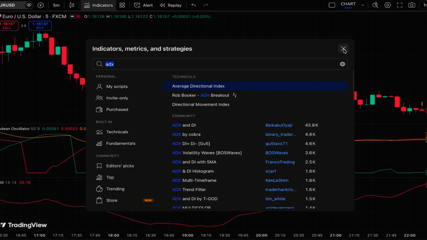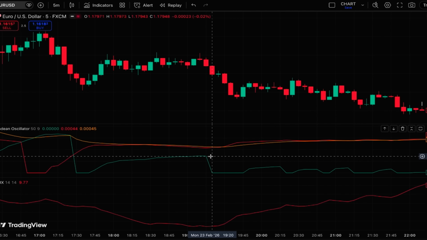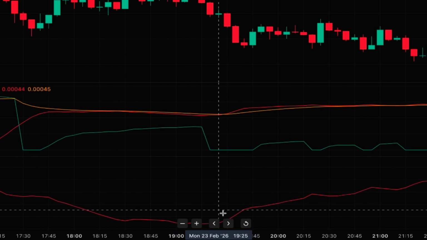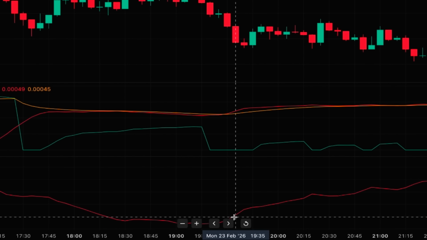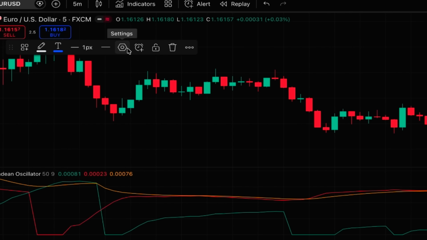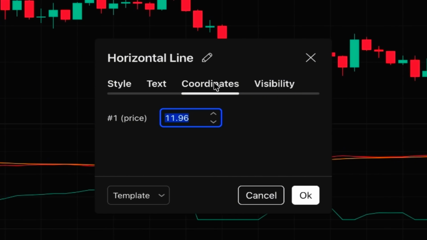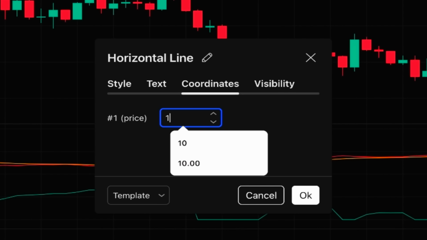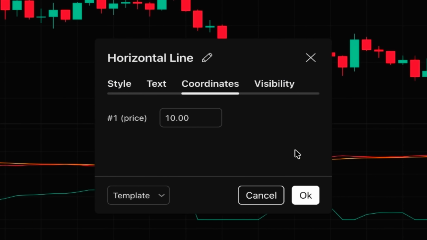We're going to use these two indicators with default settings, and we just need to add a horizontal line on the ADX at 10. When the line is selected, you can click on Settings, and on the Coordinates tab you can set it at 10 if it is not set at 10.